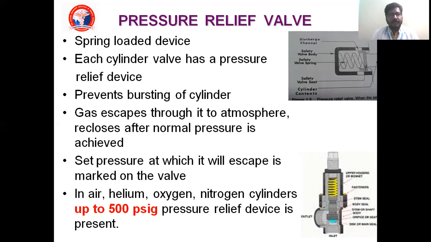It is a spring-loaded device. Each cylinder valve has a pressure relief device, and it prevents bursting of the cylinder. Gas escapes through it to atmosphere, recloses after normal pressure is achieved. Set pressure at which it will escape is marked on the valve. In air, helium, oxygen, nitrogen cylinders up to 500 psig, pressure relief valve is present.